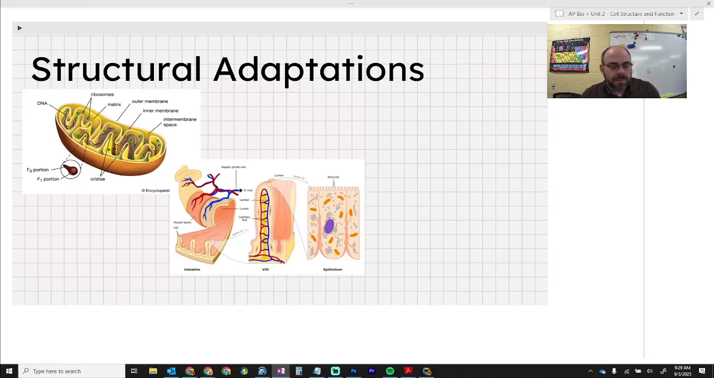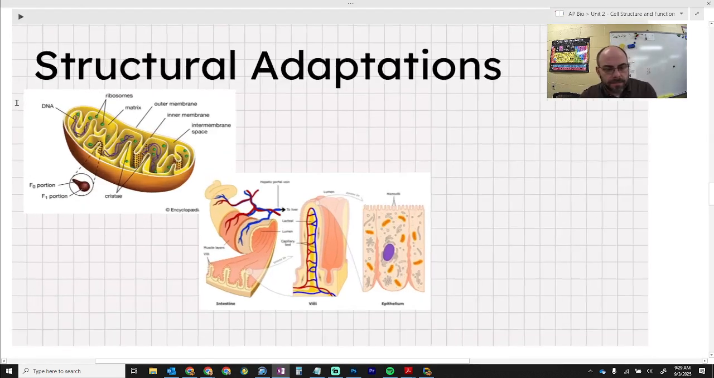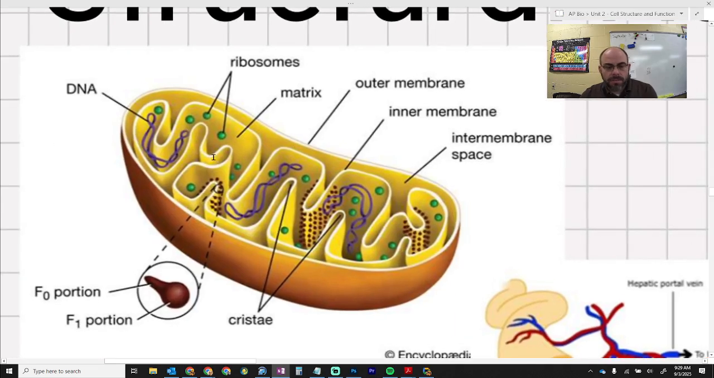Mitochondria is a great example. Let's zoom in a little bit so you can see here. The inner membrane of the mitochondria has a lot of folds in it. Those folds are going to increase the surface area without increasing the volume. And so what happens? More efficiency.